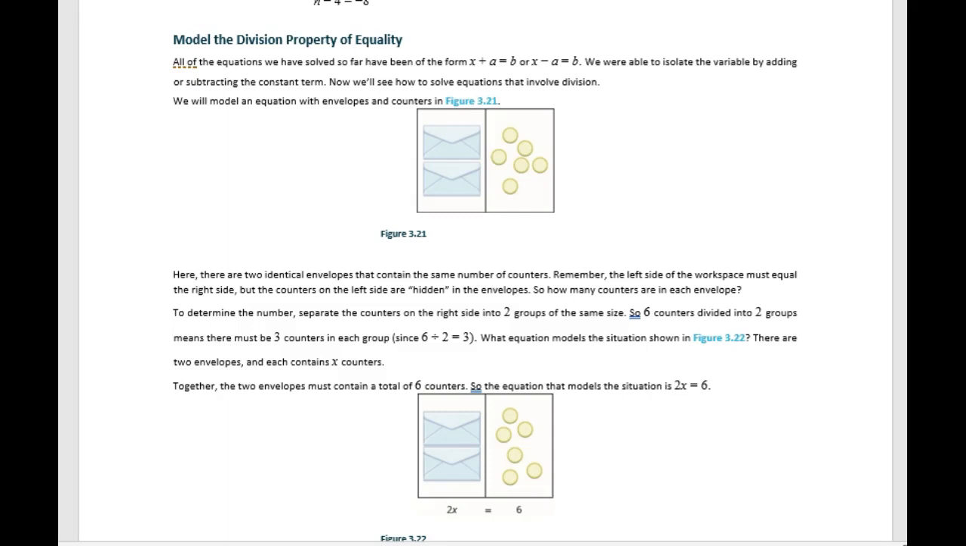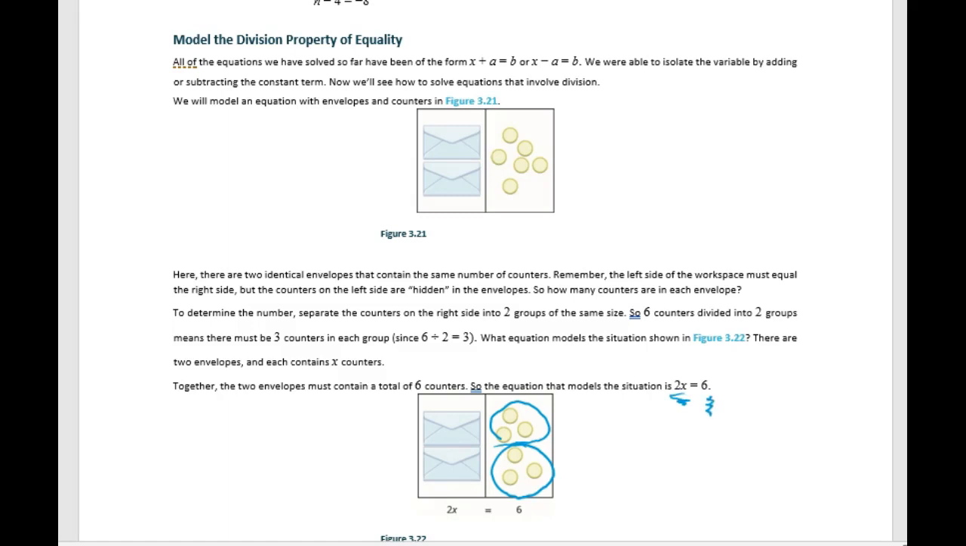Okay, so to determine my number, I have to separate these on the right side into two equal groups. So my 6 counters divided into 2 groups gives me 3 in each, right? So if I have these in equal groups, there's my 2 equal groups. So I know that I have 3 in each group. So here's my equation that models that. I have 2x, so I've got 2 envelopes on one side, equals 6 counters.